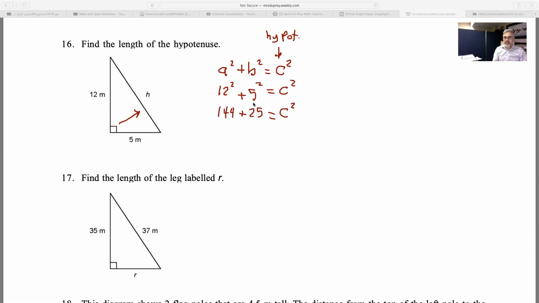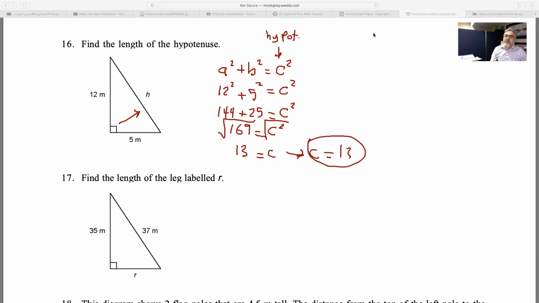Always do your steps in sequence, and keep on writing everything till you get to the final answer. So 144 plus 25 is 169 equals c squared. At this stage, you want to square root both sides. Square root of 169 is 13, and that's what c equals. You could write it this way, or you could write c equals 13. And that's your answer right here.